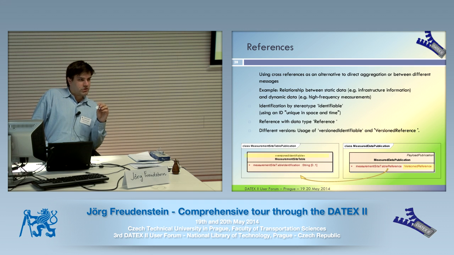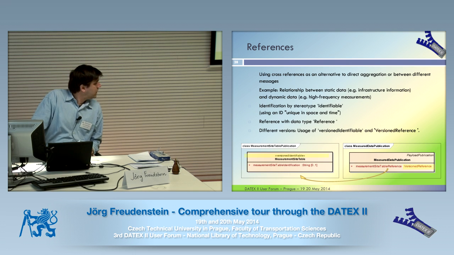Usually, you should select this ID very carefully in your XML. It's always said it should be unique in space and time, so using a universal unique identifier is a very good idea for that. And on the other hand, of course, there needs to be a mechanism to reference it, and this is actually a data type, which is called version reference, and there in the dynamic model you can set a reference to the static, for example.